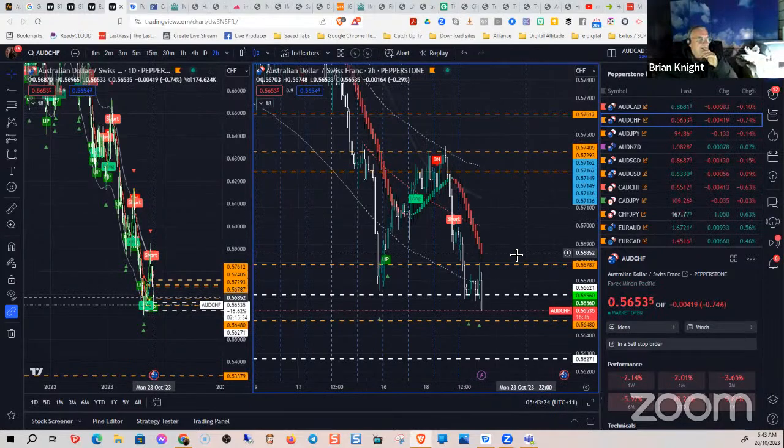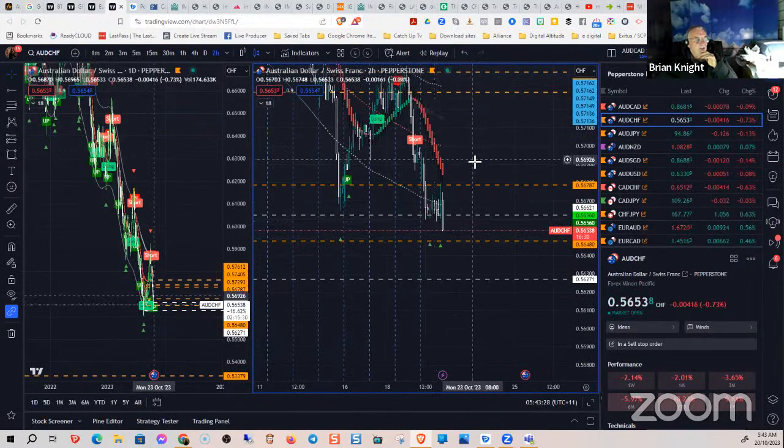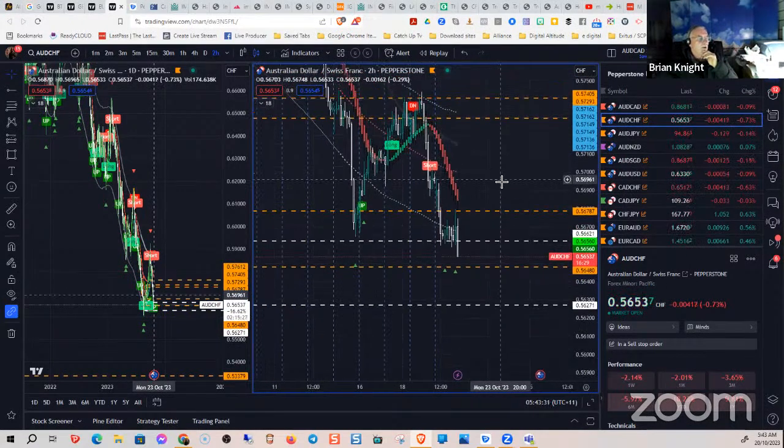Well, when the candle finishes, you don't know. Yeah, that's correct. But at the moment, it looks like it's got 15 minutes to go.